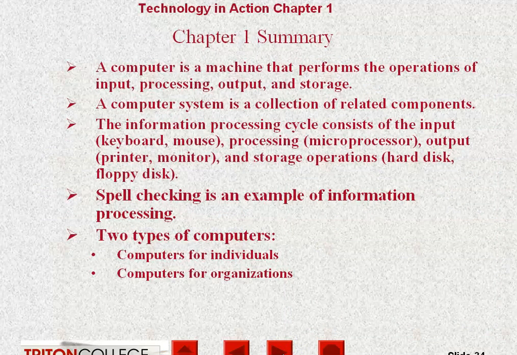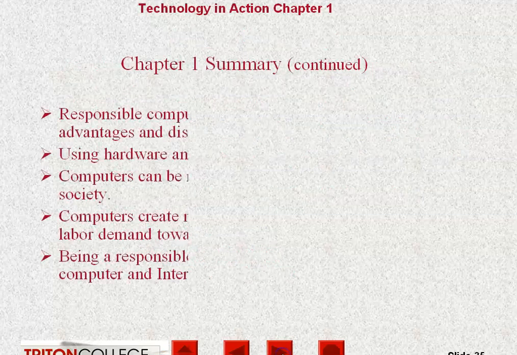Okay, in review. A computer is any machine, any device that performs the operations of input, processing, output, and storage, and increasingly communication. A computer system is a collection of related components, and this includes the definition for a smartphone. The processing cycle consists of the input, the processing, the output, and the storage operations. Spell checking is a good example of this.